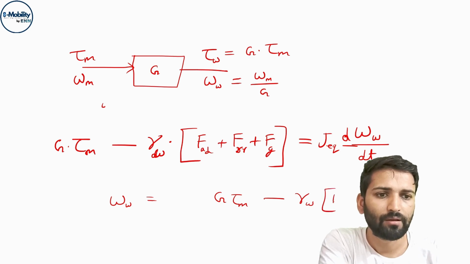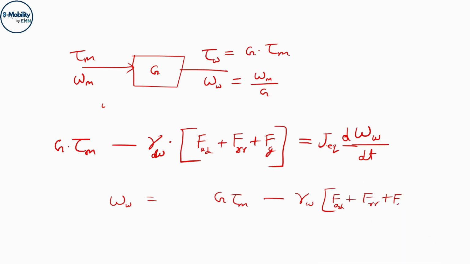Rw, and these are all three forces. I am not writing the expression for the forces. Then this 1 by J equivalent, and this is the integration. So here we can calculate the speed of the vehicle in rotational terms. We can convert this back to the longitudinal speed of the vehicle. This is the main expression which we are using.